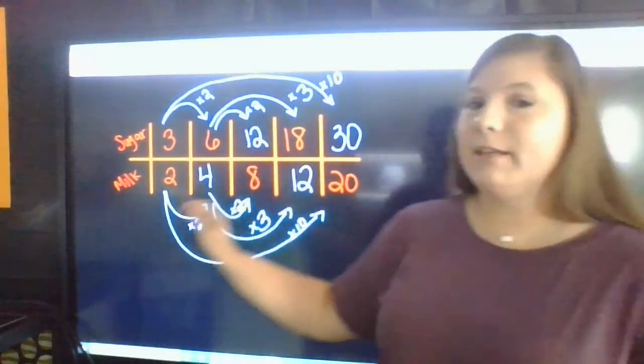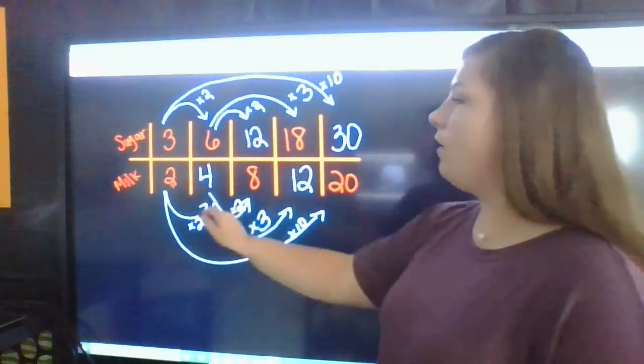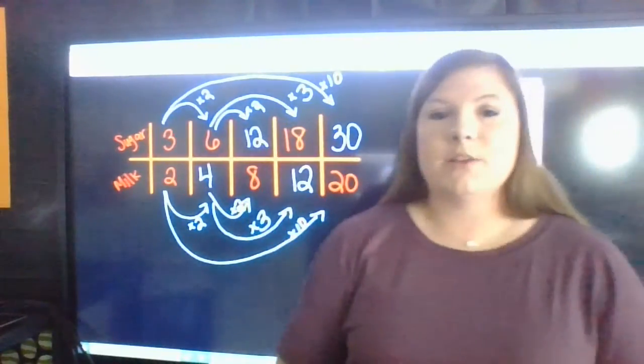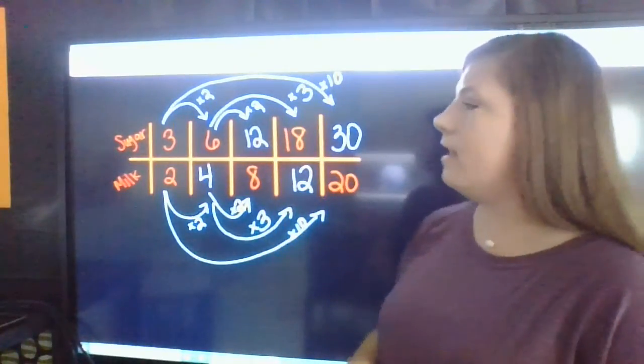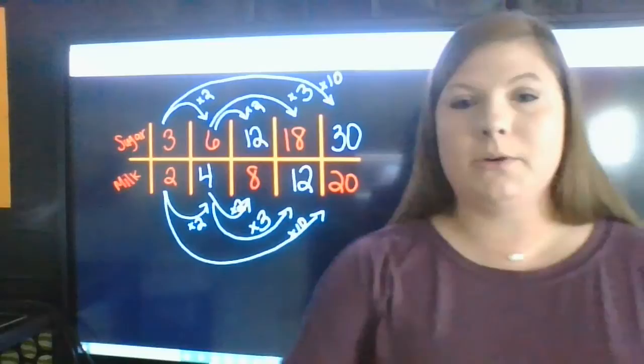So now I have filled in my ratio table. They are all equivalent across. So now I know however many batches of the recipe we're going to make, how many tablespoons of sugar or milk to use.